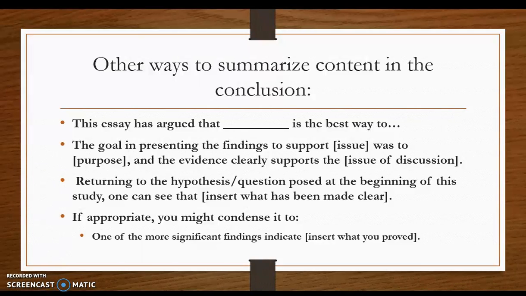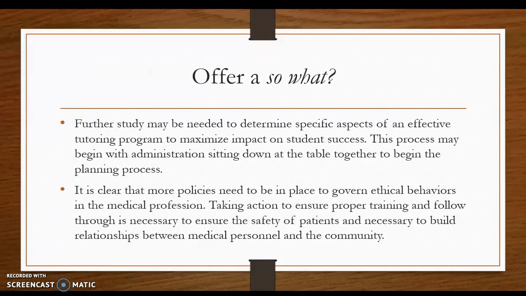And so for instance, let's skip the next one and go on. If appropriate, you might condense it to, and here is one where the one most significant finding might indicate a certain thing. So keep that in mind as well, that you don't have to go broad all the time in your conclusion. You can bring it down to, this is the most significant finding that I presented to you. This is very important. So you also should offer a so what. So here are some examples of that. So why did I discuss it?